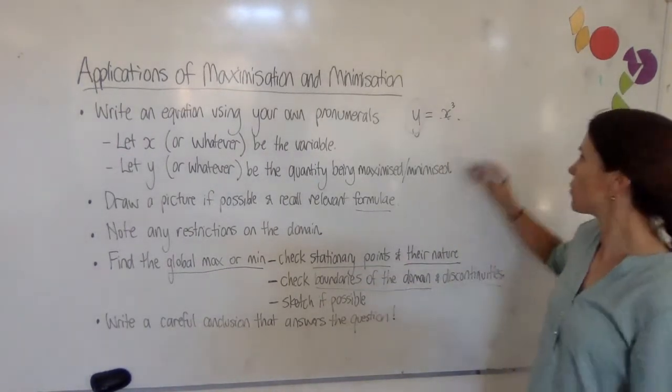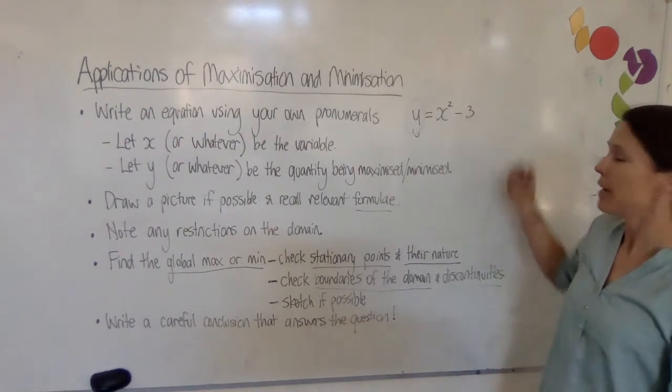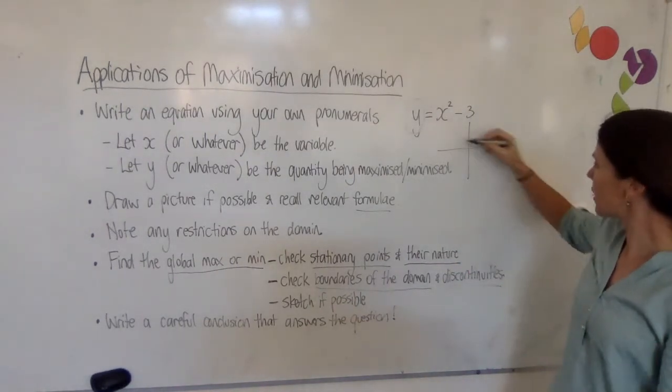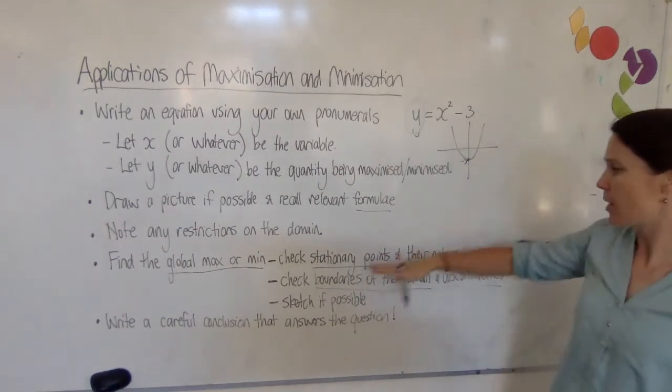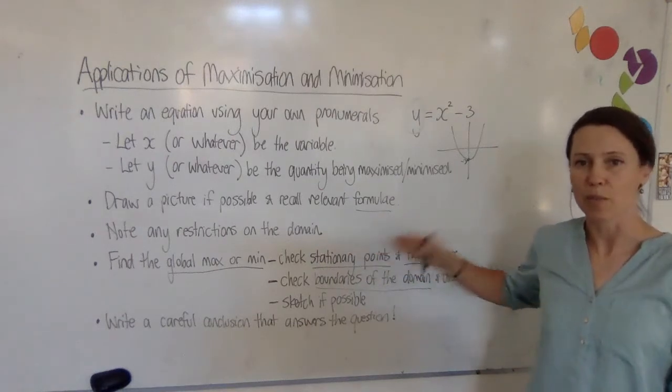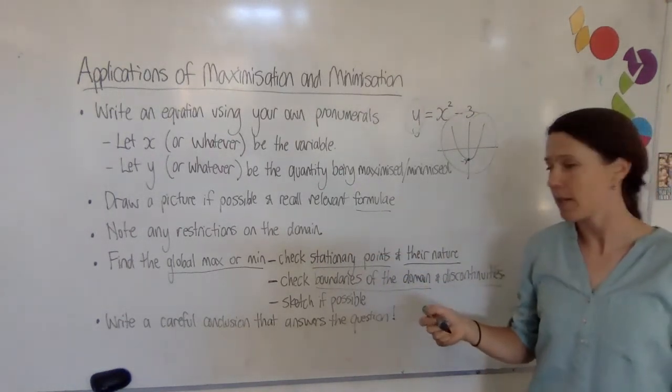It might be that you're solving something as simple as y equals x squared minus 3, and if you know that that's a parabola that looks like this and goes through minus 3, and they say what's the minimum value of this, you don't really even need to differentiate or find stationary points. This is one that you can solve with a simple sketch and a little bit of logical thinking.